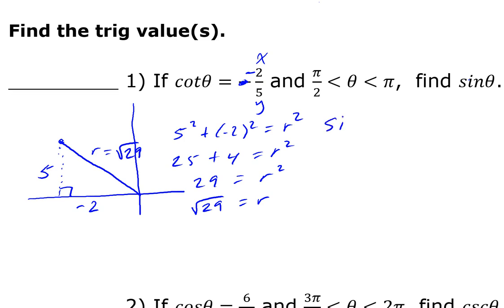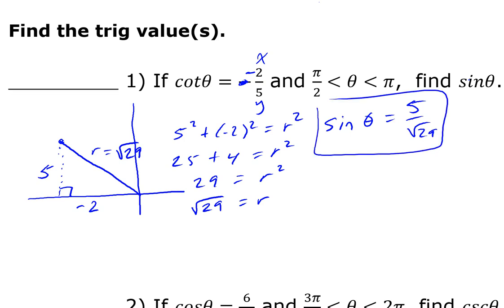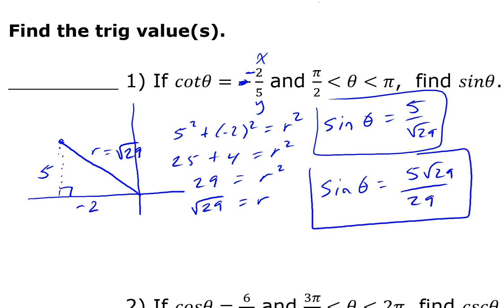So now I'm in a position to say what sine of theta is. Sine is always the y value over the radius. So that's going to be 5 over radical 29. So that is one potential answer right there. Or if you rationalize the denominator, you're going to get 5 radical 29 over 29. So that is another possible solution.